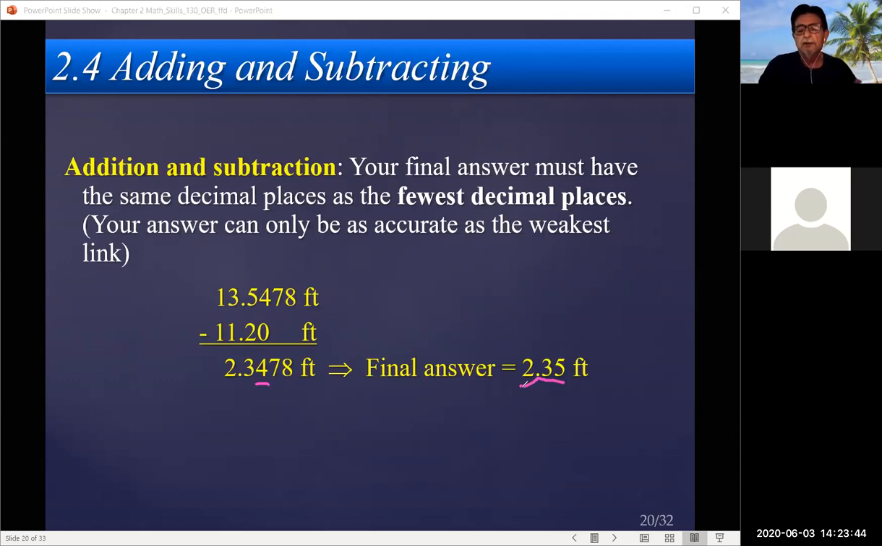And if you think about it, it makes sense here because you're measuring, here the top number is extremely accurate. You probably had a very accurate measurement tool. But the second one, you only went to the 2 hundredths place, 2 decimal places. So your answer cannot be more accurate than the least accurate measurement, which is the 11.20. Okay.